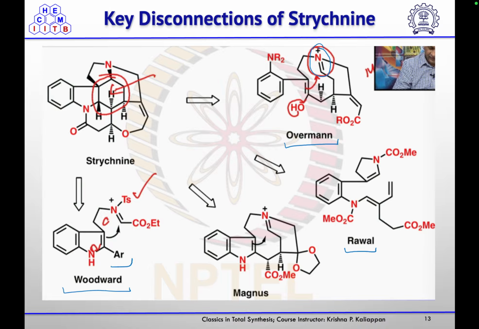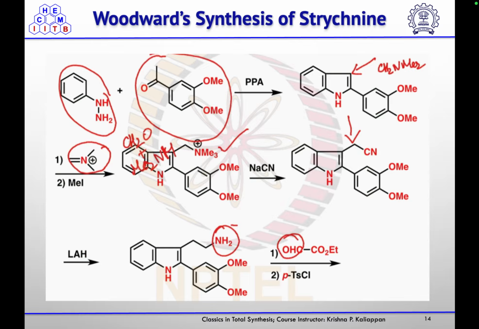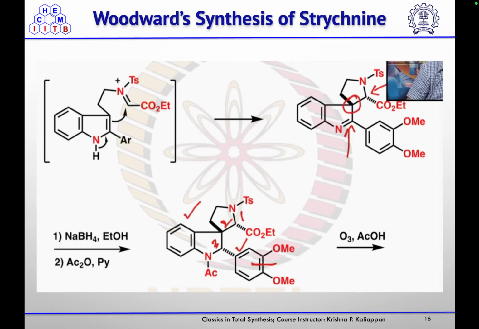Now let us discuss first Woodward's total synthesis of strychnine. So he started with phenyl hydrazine, which on reaction with this ketone in the presence of polyphosphoric acid will give you this indole moiety. So this is Fischer indole synthesis. Now, what is the mechanism for this reaction? Let us discuss that first.